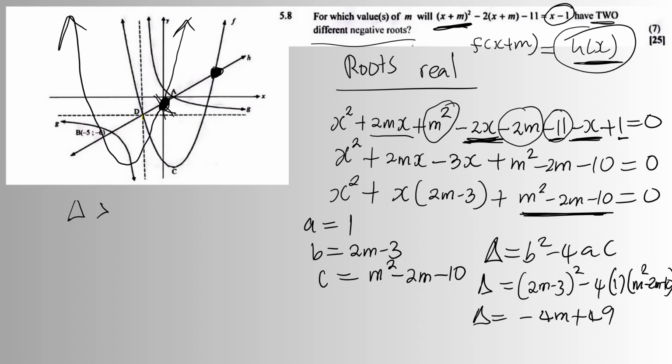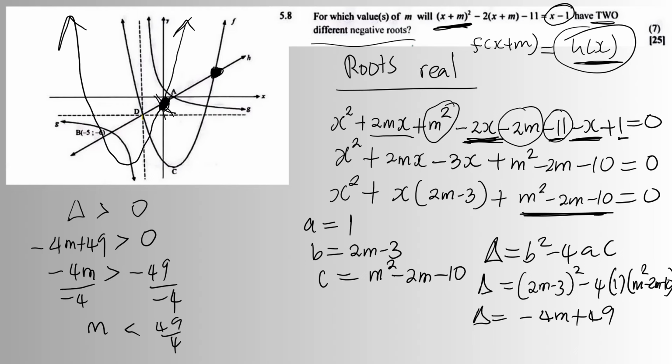So these roots must be real, meaning delta must be greater than 0. So I'm saying minus 4m plus 49 must be above 0. So minus 4m must be greater than minus 49 if I take 49 to that side. And I'm dividing by minus 4. Don't forget what happens to the inequality: when we divide by a negative, the inequality sign changes. So it will be less than 49 over 4, which can be simplified as 12.25. So our m must be less than 12.25.